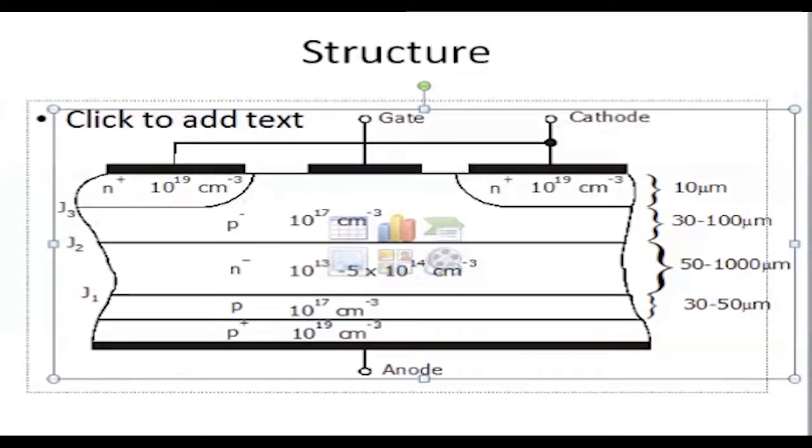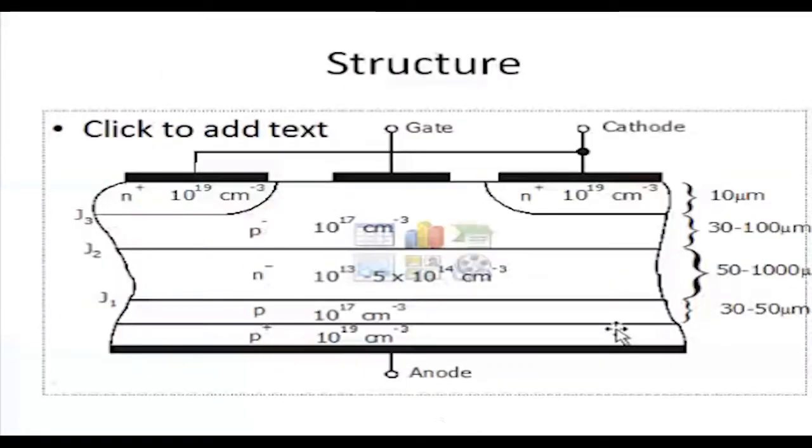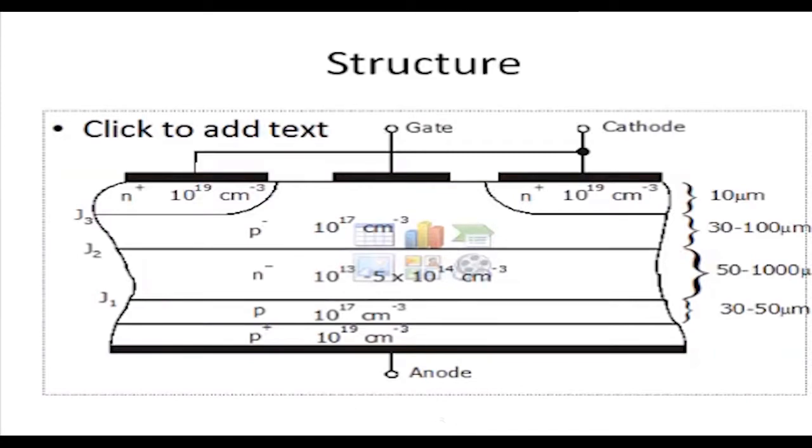It doesn't mean that every SCR will have the same rating. N2 is heavily doped, N1 is lightly doped, N2 occupies very less space, N1 occupies more space. P1 and P2 are moderately doped and moderately spaced. We have seen the physical construction in terms of doping levels as well as the widths of the layers. This is what we covered in the previous class, and we have seen some important points.